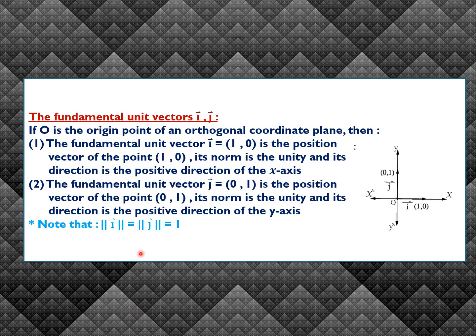The fundamental unit vector. To summarize, the fundamental unit vector i, (1, 0), is the position vector of the point (1, 0). Its norm is unity, and its direction is the positive direction of the x-axis. And j, (0, 1), is the position vector of (0, 1), and its norm is unity also, but its direction is the positive direction of the y-axis. So norm i equals norm j equals 1.